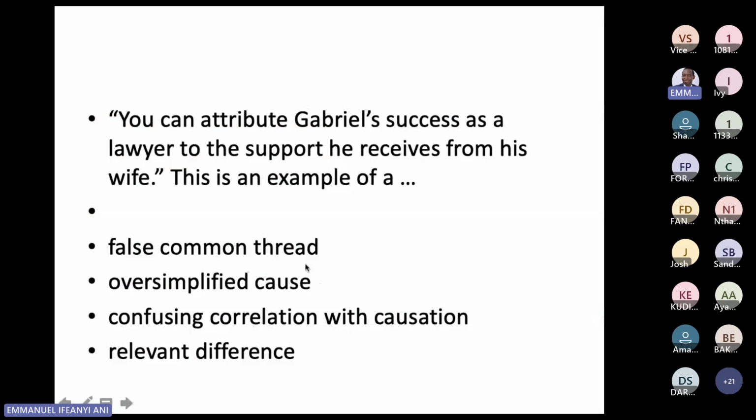So this is oversimplified cause. It is oversimplified cause because the support of a wife cannot make Gabriel a successful lawyer. Gabriel needs much more than the support of his wife to become a successful lawyer.